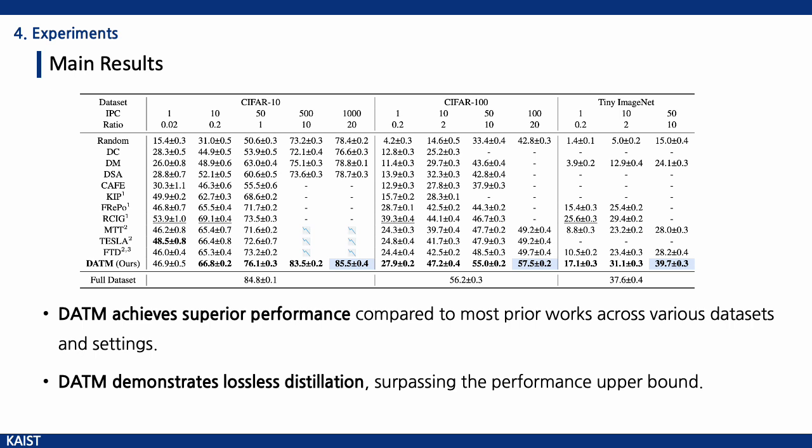For instance, on CIFAR-10, most prior methods perform similarly to, or even worse than, random selection when the ratio exceeds 10%. In contrast, the ATM remains highly effective even in high IPC scenarios, thanks to its difficulty alignment strategy. It not only achieves superior performance, but also demonstrates lossless distillation, surpassing the performance upper bound. Notably, the ATM successfully distills CIFAR-10 and CIFAR-100 to 1/5 of their original size and Tiny ImageNet to 1/10, all without causing any performance drop.